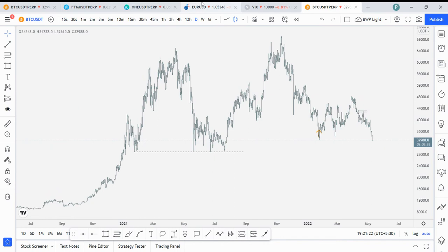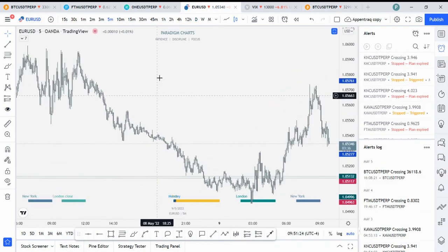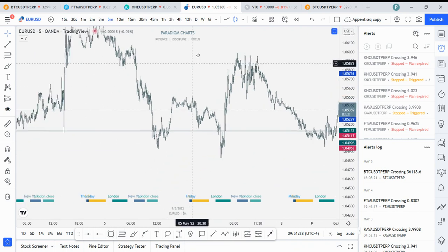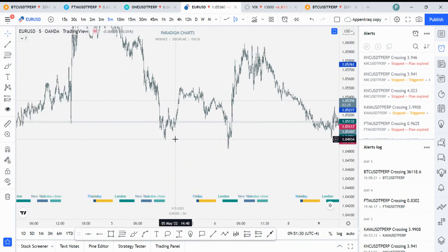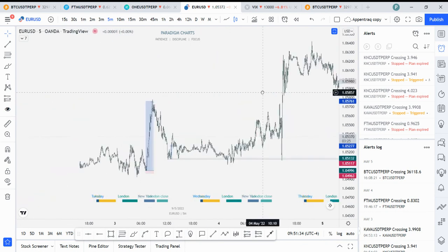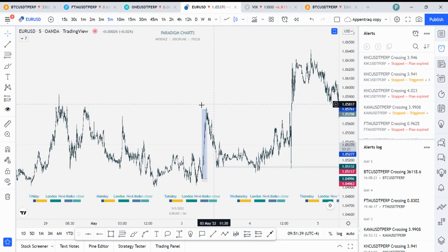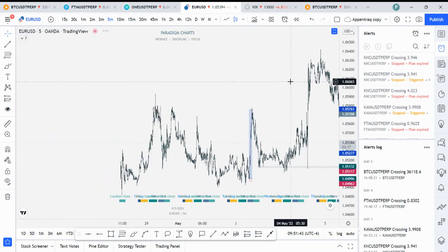Okay, let me show you some other examples on EURUSD. You can see that these ones are even more vivid. When a low is taken out, it took out this low, price went up. And when a high is taken out, you can see this high was taken out, this high was taken out, this high was taken out, price goes down.